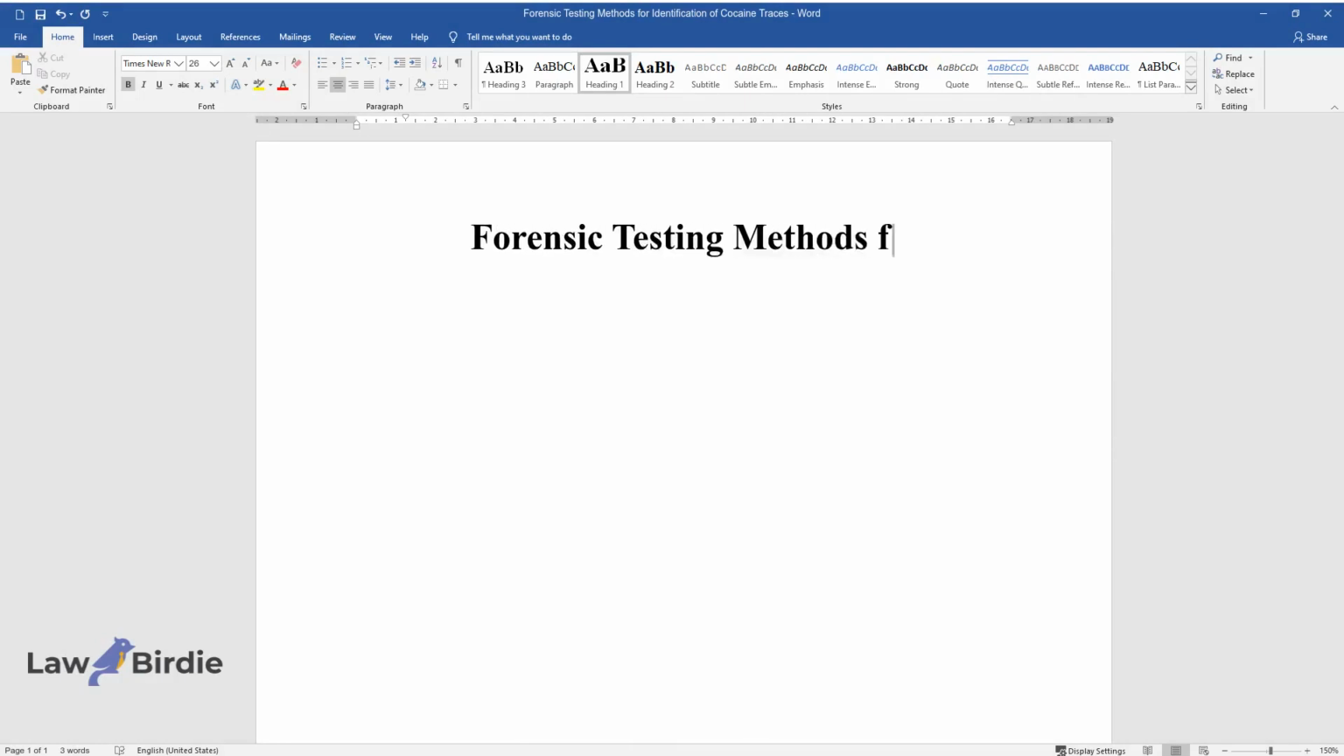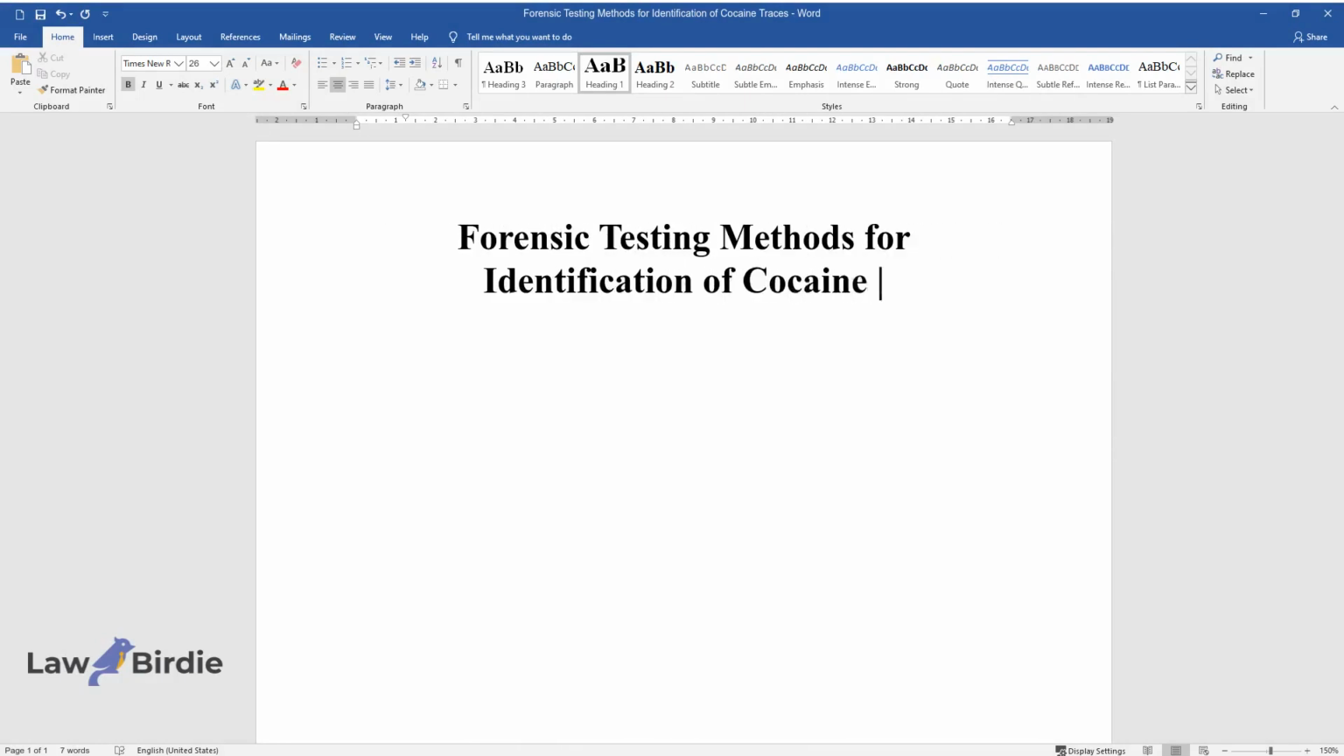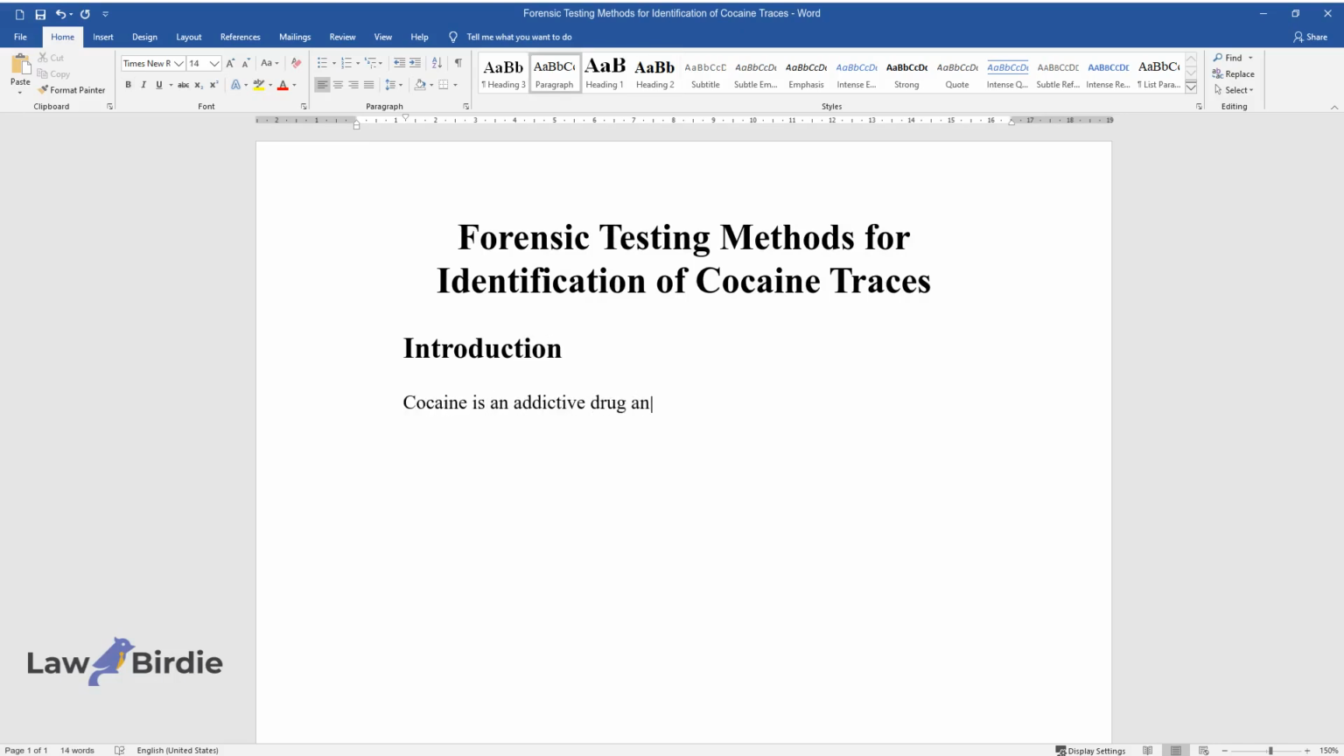Forensic testing methods for identification of cocaine traces. Introduction. Cocaine is an addictive drug and occurs naturally in coca plants from South America.